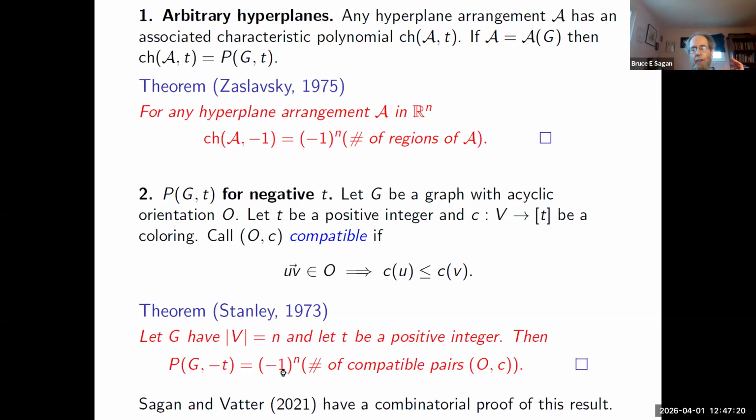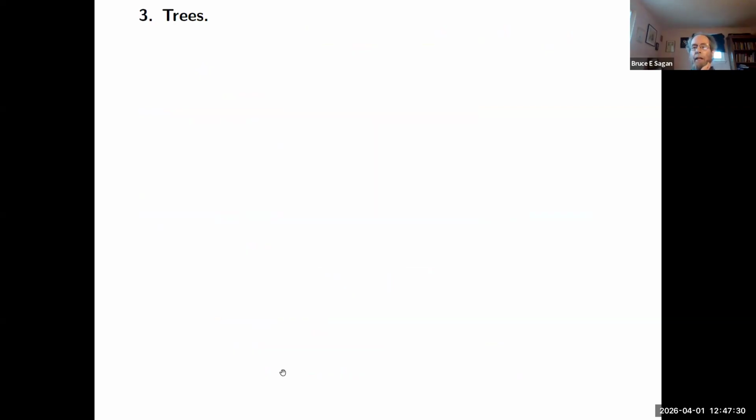Again, this was such a beautiful theorem that Vince Vatter and I gave a combinatorial proof of this result. There's Vince. Okay, so I said I would give you an open problem. So here's the open problem. It has to do with trees.